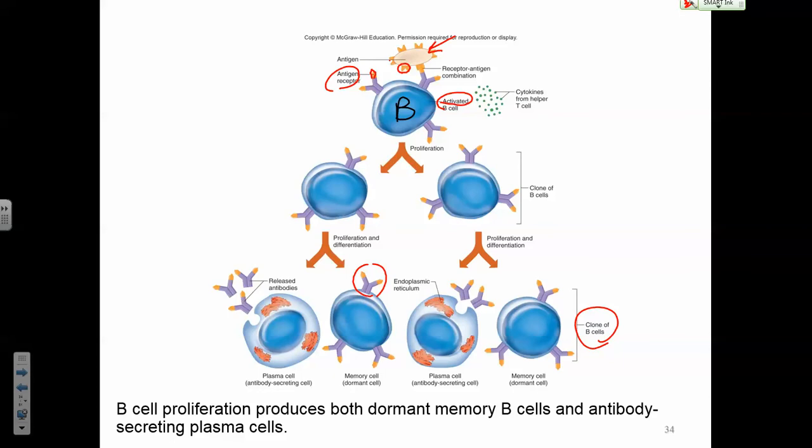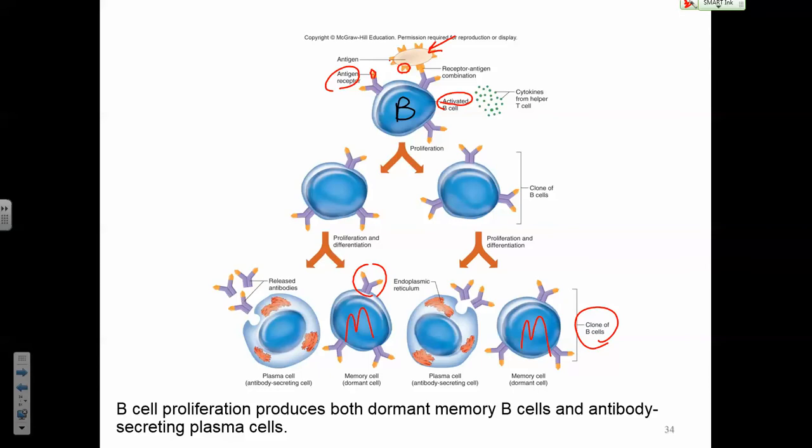Okay, so when you have this clone of cells resulting, it's not just 4 of them, it's more like 1,000. And 20% of them or so don't do anything. They just sit there for the next time and the next time and the next time. And they're referred to as memory cells. So here's a memory cell. Here's a dormant memory cell. See how it's got the same receptors on it? And it's not just 2, it's a whole bunch of them, hundreds of them.